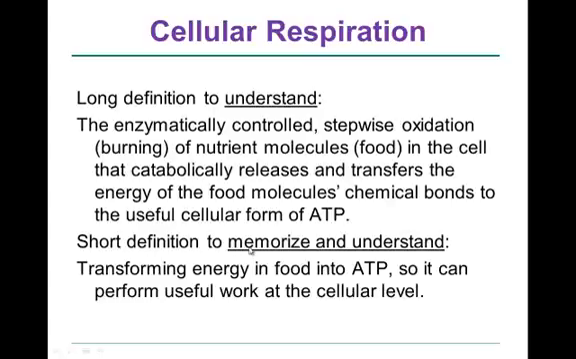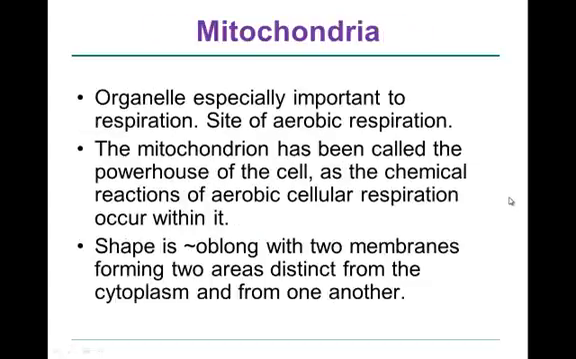So the short definition to both understand and to memorize is cellular respiration is transforming energy in food into ATP so it can perform useful work at the cellular level. This process in eukaryotic cells occurs in organelles known as mitochondria. The mitochondria are considered to be the site of cellular respiration, of aerobic respiration.